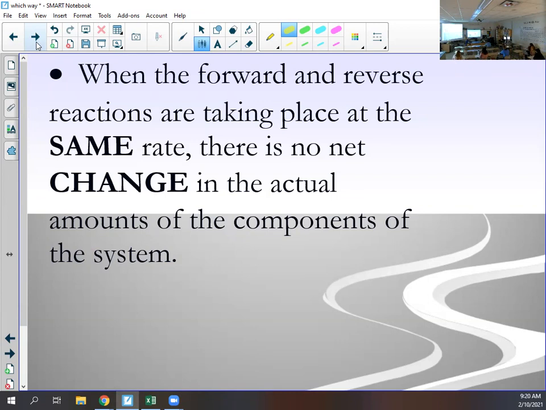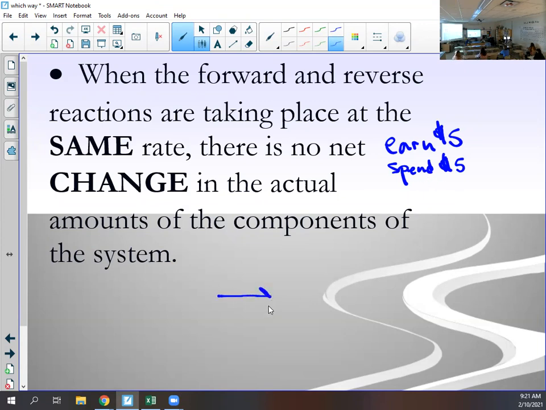So what this is saying is if I earn $5 and I spend $5, what's the total change in my bank account? 0. In our reversible reactions, the forward and reverse are happening at the same time. If they also happen at the same rate, there's really no change. Different things have reacted both directions, but the overall change of the system is 0.